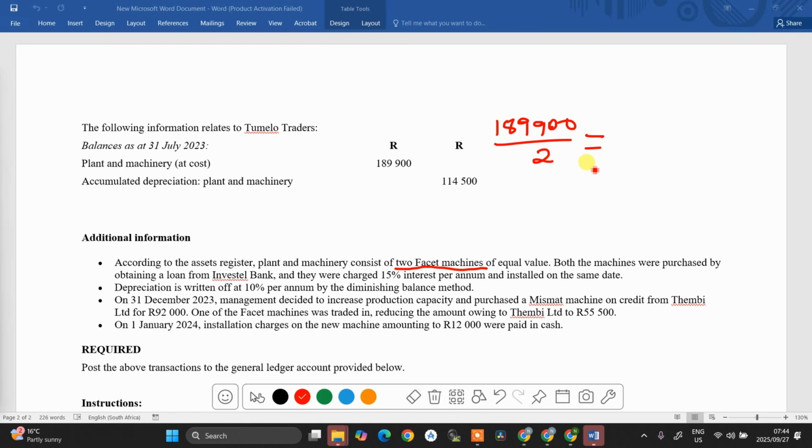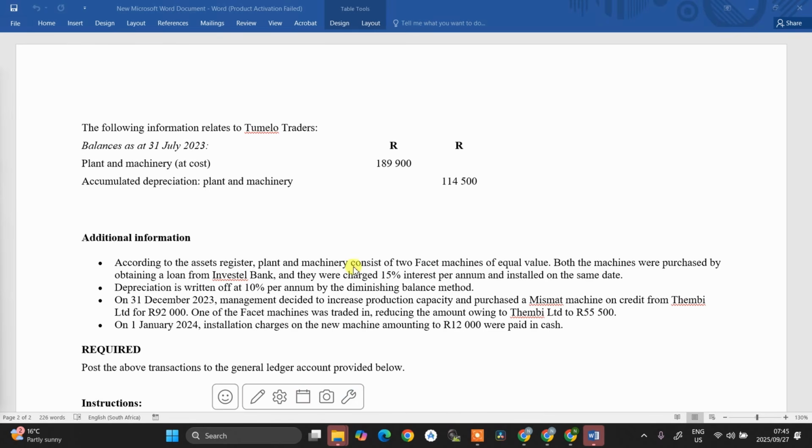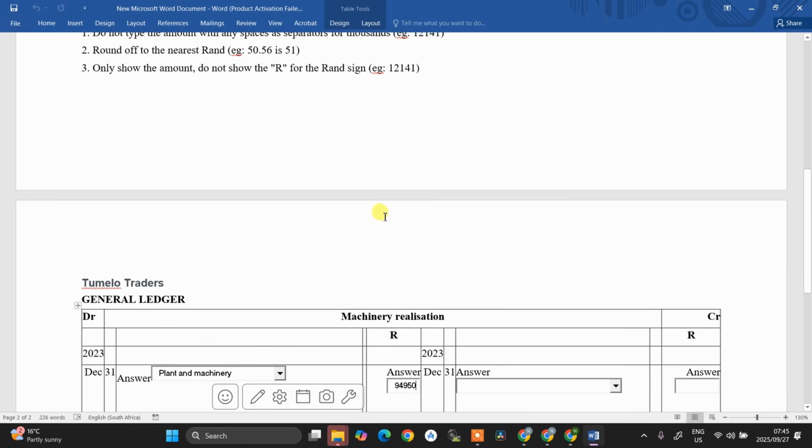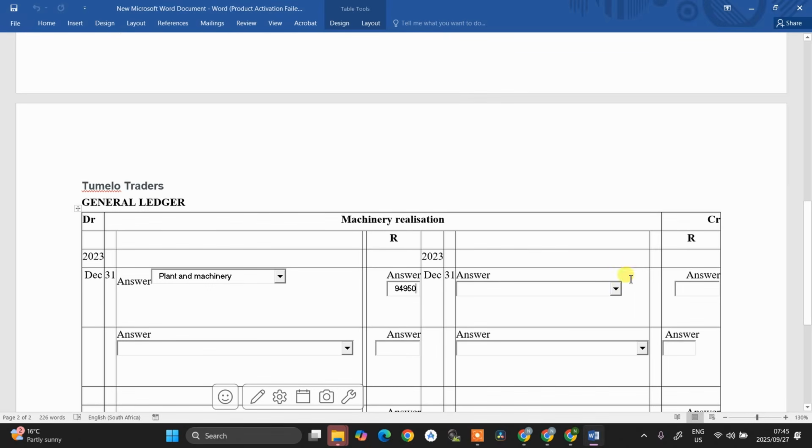Okay, and if all is well, you are going to get a value of 94950. Okay, so this is the amount that must be debited. So I'm just going to delete this and then go back to my account. Okay, and then you write the amount here. It's 94950. Okay, I'm sure now you understand where this information comes from.